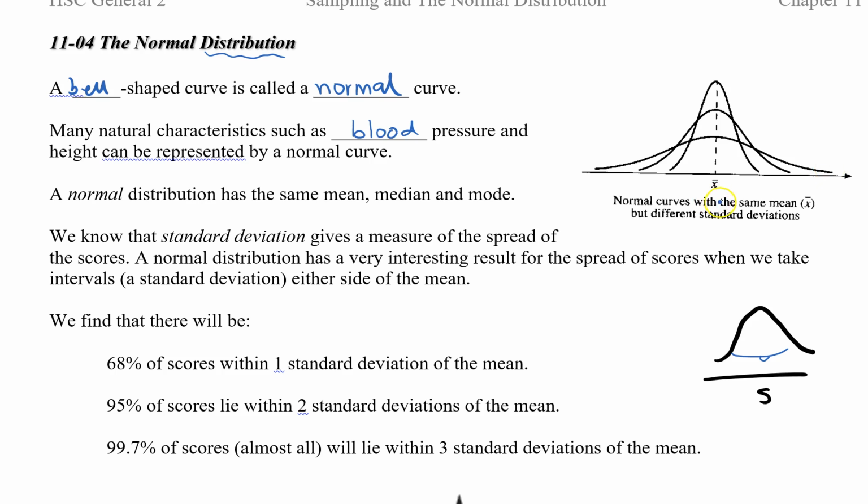Now, not only is the mean here in the middle, we also assume that the median and the mode are also in the middle score or the middle value of the normal distribution. We know that standard deviation measures spread, and there are some really interesting features about the standard deviation and this normal curve.